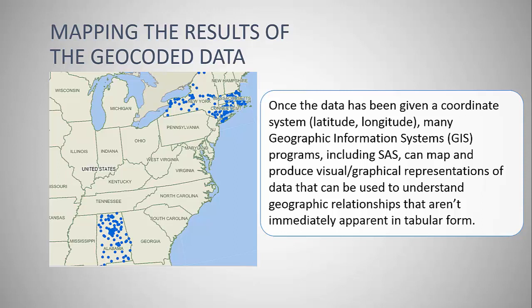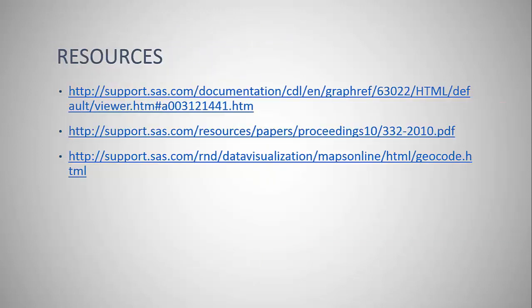One of the nice things is that with that pin map, we can now start doing some visual or graphical representations of the data that's contained in each one of those addresses. This can be used to understand geographic relationships that we can't immediately see when it's in tabular form. Here are some links to resources for Proc Geocode that will allow you to see a little bit more in depth of what Proc Geocode can offer.